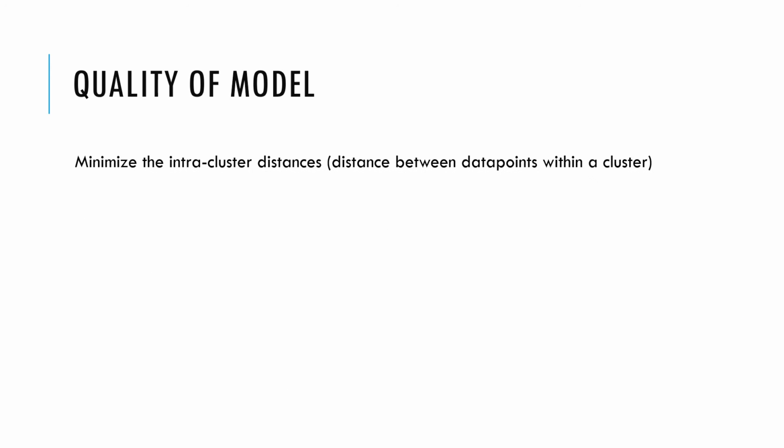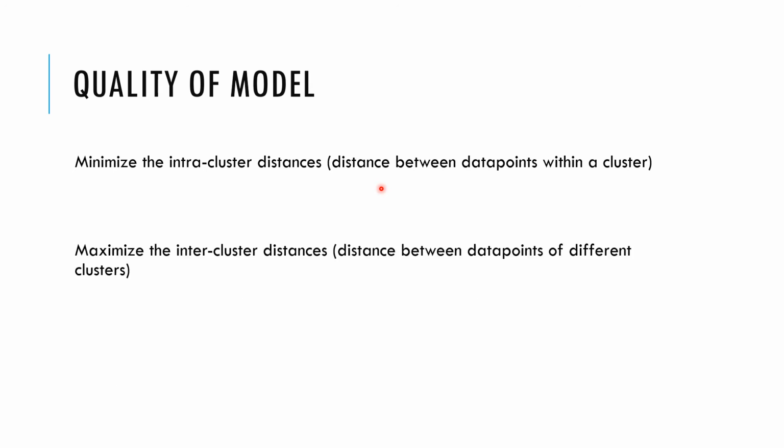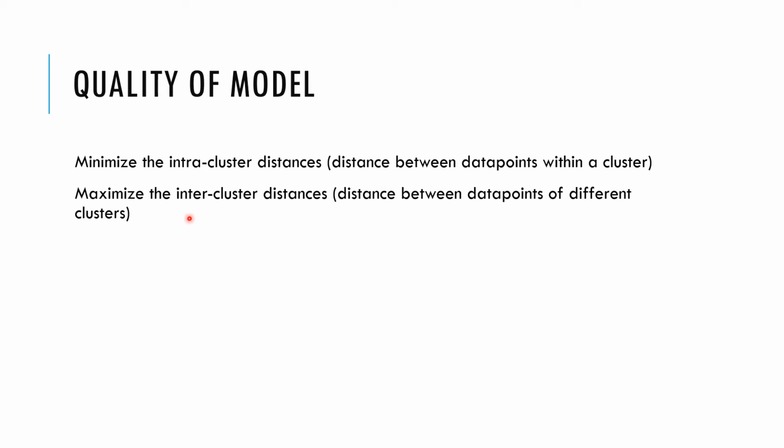So how do we check the quality of a model? The purpose is to minimize the intra-cluster distance. What it means is the distance between two data points within a cluster should be minimized, so all the data points should be closely knit. And then maximize the inter-cluster distance. That means we pick a data point from one cluster and a data point from another cluster, and the distance should be maximized. Here is a pictorial description of that.